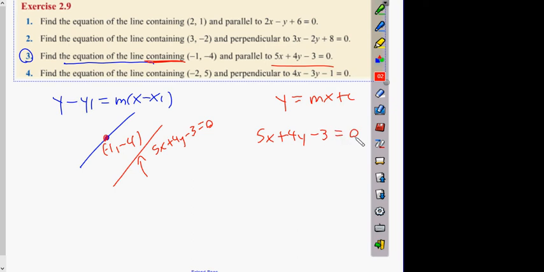So what you're doing is you're getting the y on its own, because the y is on its own in that formula. So you're going to get 4y equals minus 5x plus 3, as you said. Then what? Then y equals minus 5 over 4x, and then plus 3 over 4.